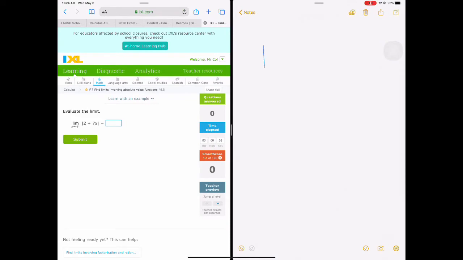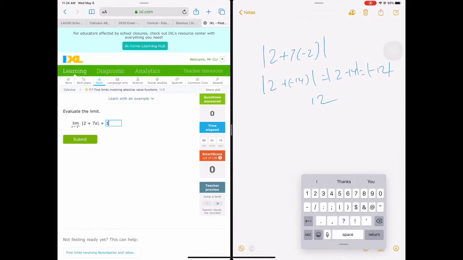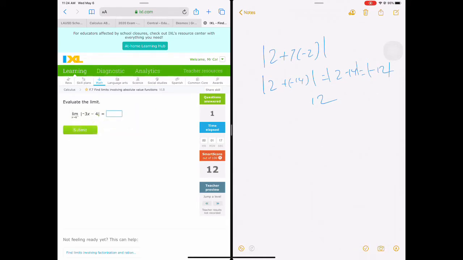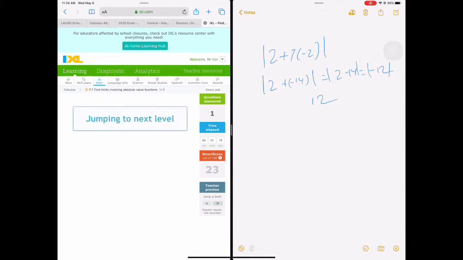Okay, we're plugging in the 2 into the problem. Oh, sorry, -2. And when we plug it in, it becomes a -14. 2 minus -14 is going to give us a -12. The absolute value of -12 is just 12. And that's going to be okay for us. So 12 is a perfectly fine number for us.